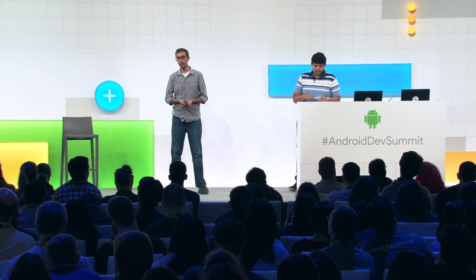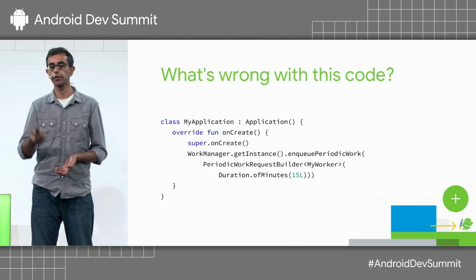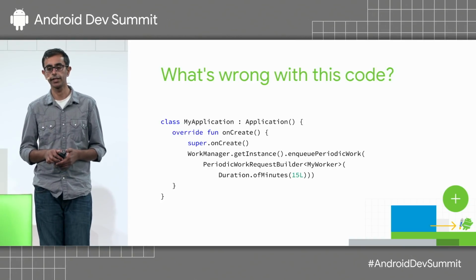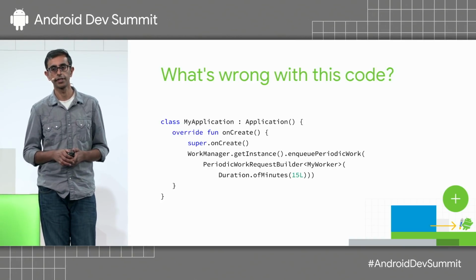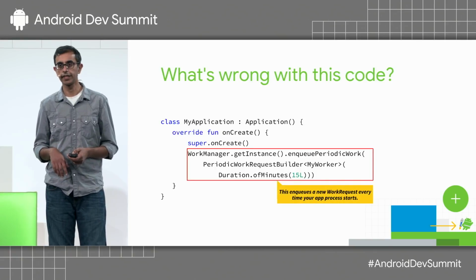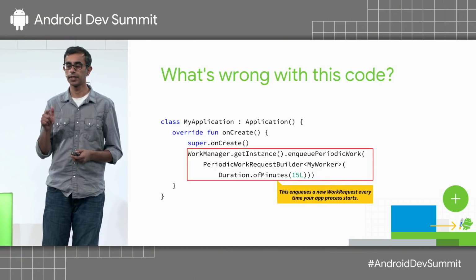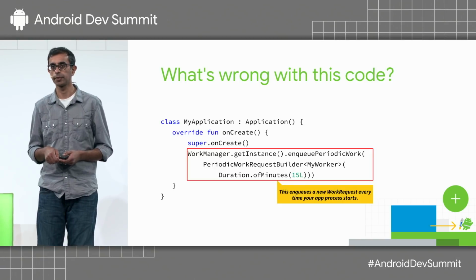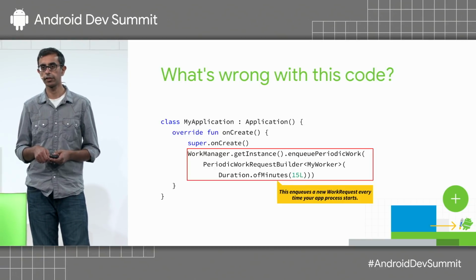So I want to talk about something called unique work. And let's start with a little question here. What's wrong with this code? So you've got an application object in the onCreate. You're enqueuing some periodic work. The problem here, and I've seen this in a few bugs, is that this enqueues periodic work every time your app process starts. And that's probably not what you're trying to do.